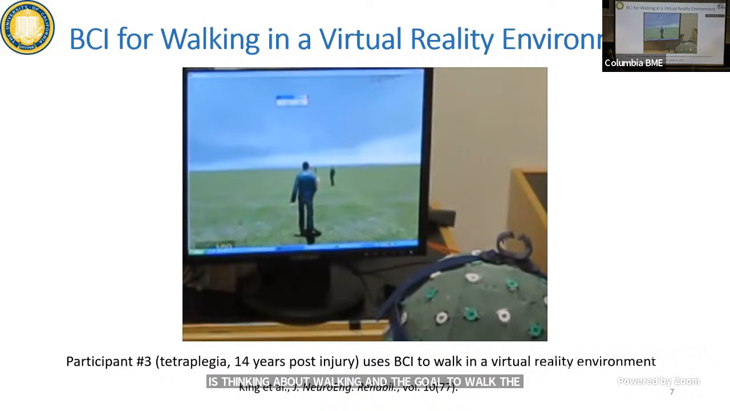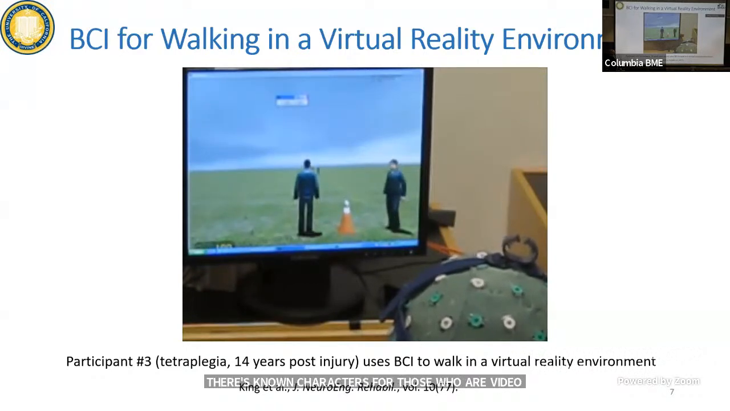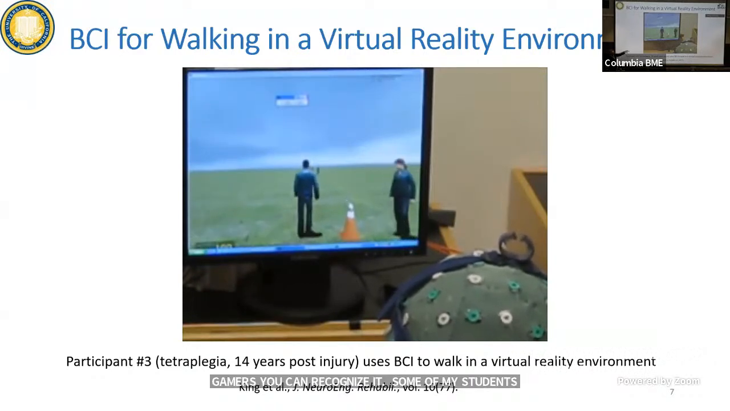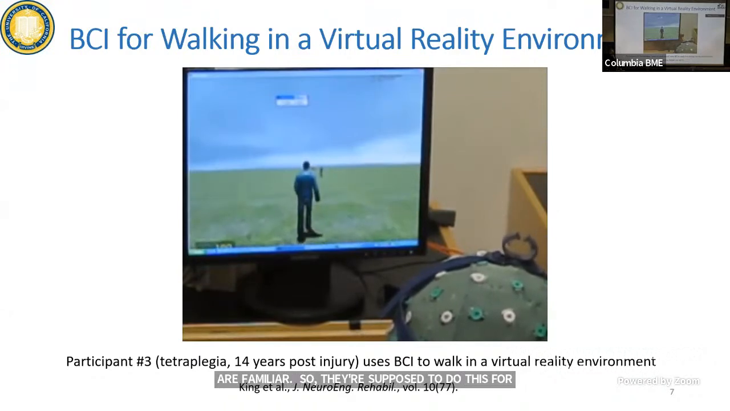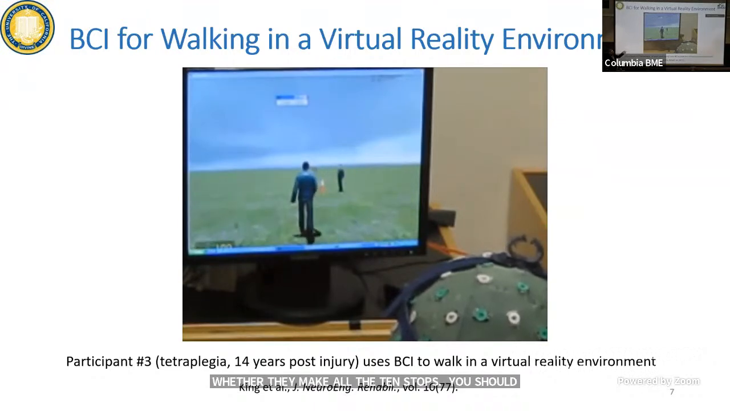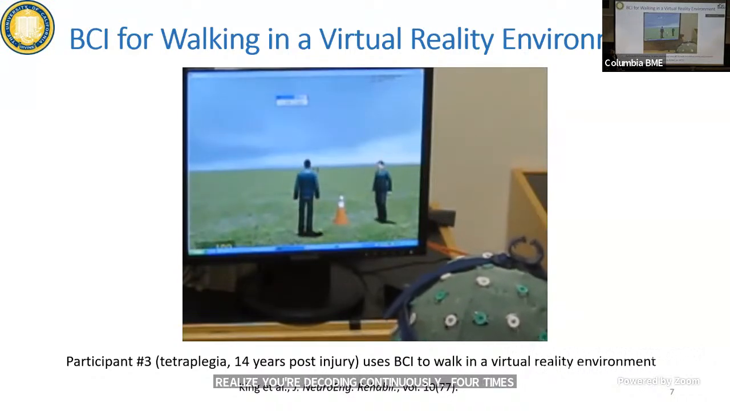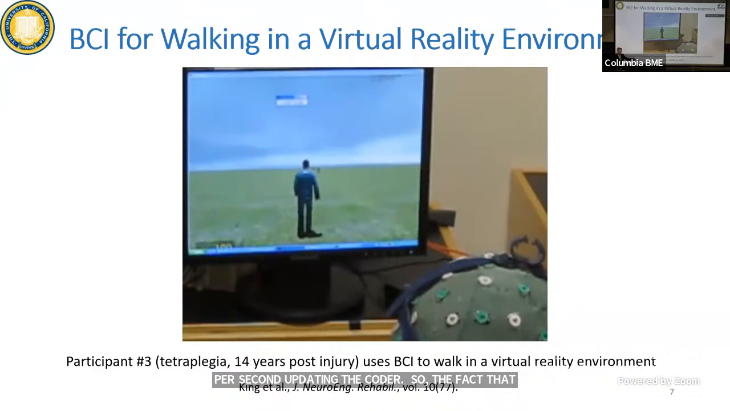The goal is to walk the avatar forward and then make these designated stops. There are 10 non-player characters. For those of you who are video gamers, you will recognize the video game. I am not, but some of my students are. They're supposed to dwell here for a couple of seconds and then move on. We score them based on how quickly they finish the game and whether they make all the 10 stops. You should realize that we are decoding continuously. At about 4 times per second, we are updating the decoder. So the fact that the character is moving forward uninterruptedly means that we are correctly getting all of these decisions in succession. And that's a tall order.